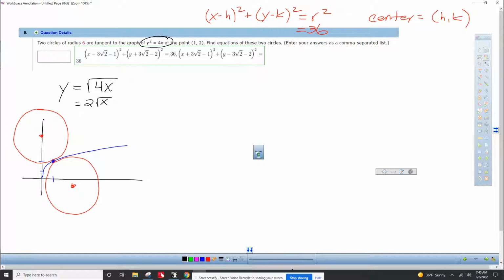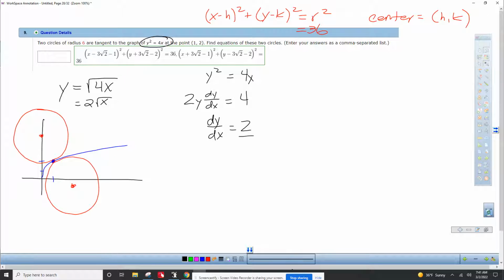So how are we going to find the derivative of y squared equals 4x? Why do we need the derivative? We need the derivative so we can find the tangent line. And then I'll tell you why we need the tangent line later, but it goes back to some good old geometry. So let's take the derivative of both sides with respect to x. So you got 2y times dy/dx equals 4. So dy/dx is 4 over 2y. So that's 2 over y, right? Yep, 2 over y.